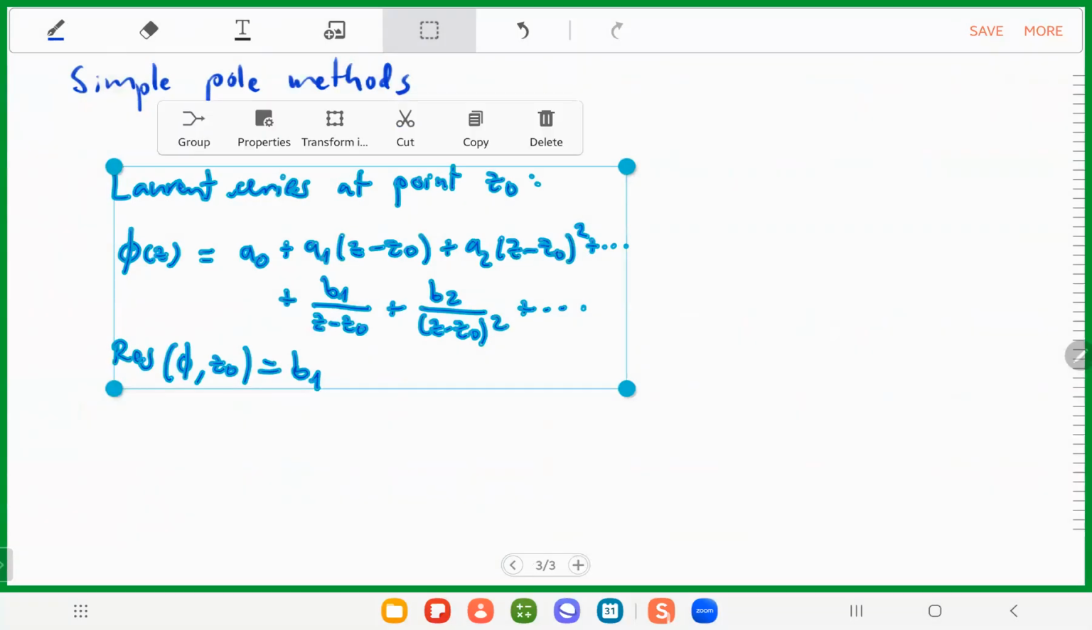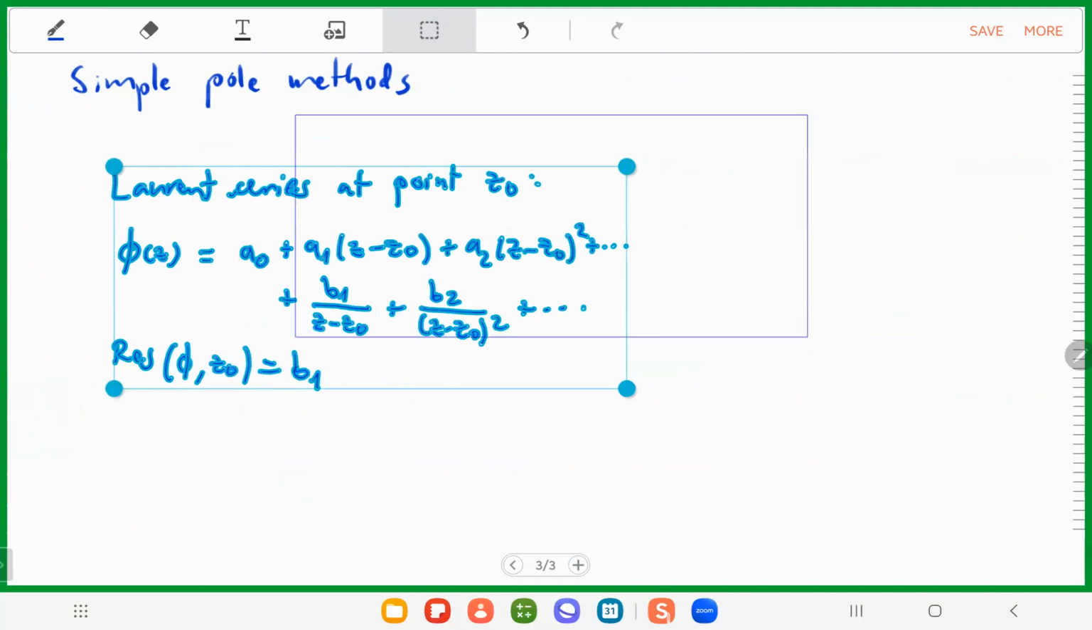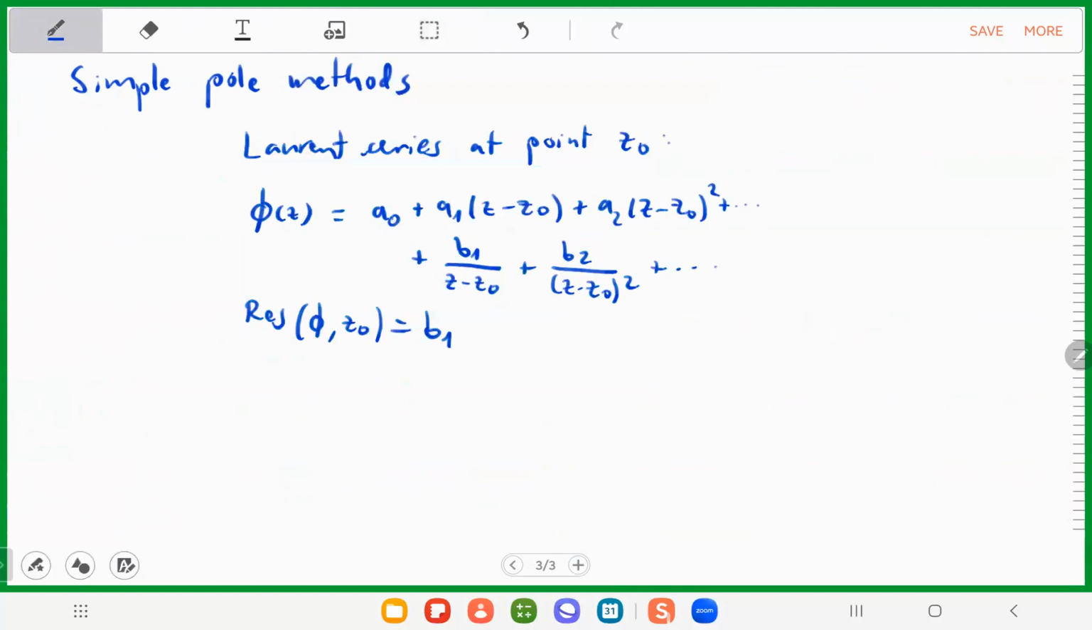So if you have the Laurent series, remember what we want to do is to find b1. So imagine we don't have the Laurent series. If we don't have the Laurent series, then we will not see all these details of the function. But if we multiply the function by z minus z0, then it's easy to see that here we will have a0 times z minus z0, here we'll have z minus z0 squared, here we will have z minus z0 cubed, etc. You will have the powers plus 1, right?